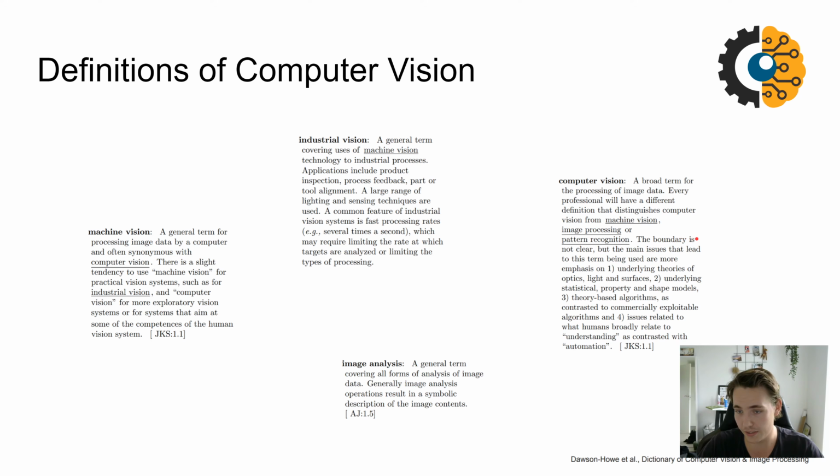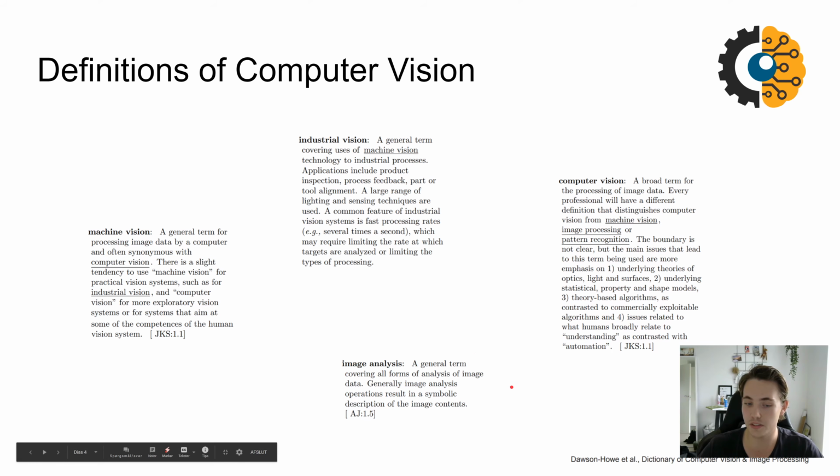The boundary is not clear, but the main issues lead to the term being used more than emphasis one, because computer vision is more widespread. And it's more the underlying statistical property and shape models and theory-based algorithms and stuff like that. So it's more for image processing and pattern recognition.